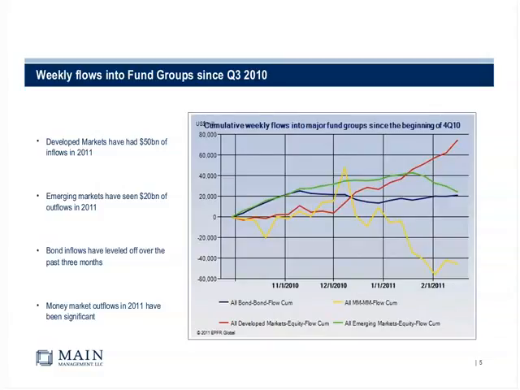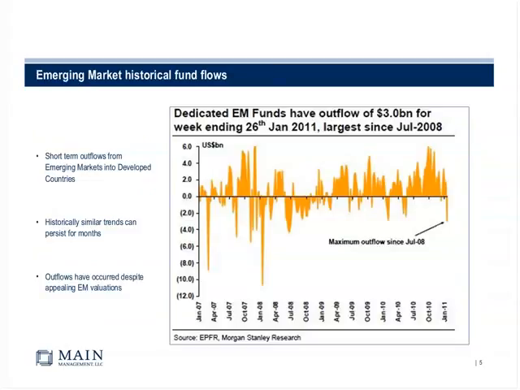The other two lines in there show, the dark blue are the bond flows, which have basically been pretty stable. And a lot of the source of funds, besides the emerging, have come out of money market funds, which obviously are yielding zero.